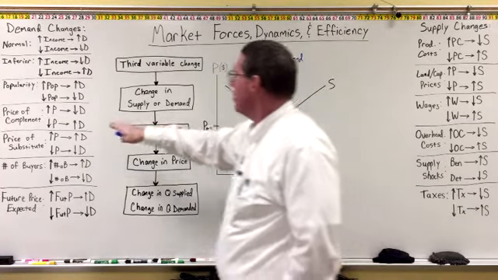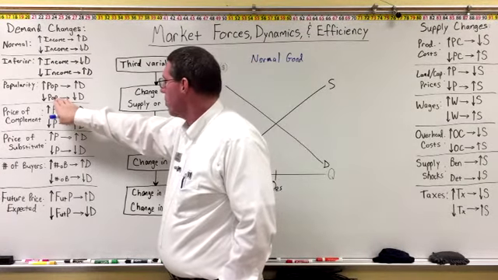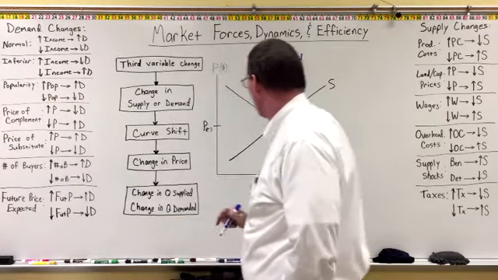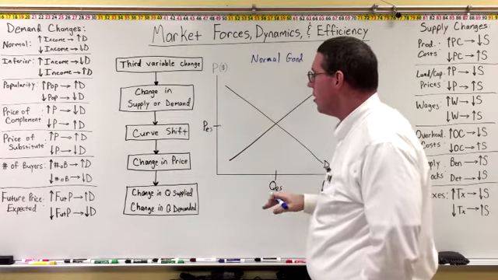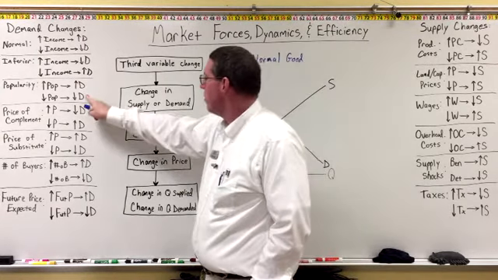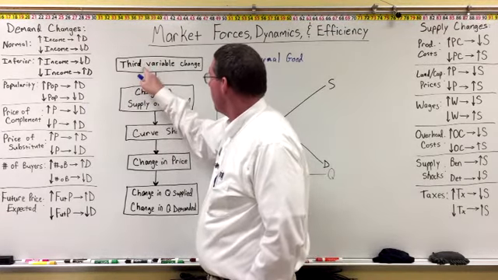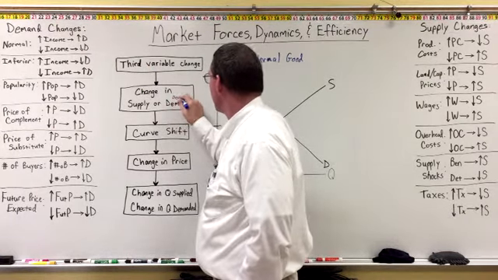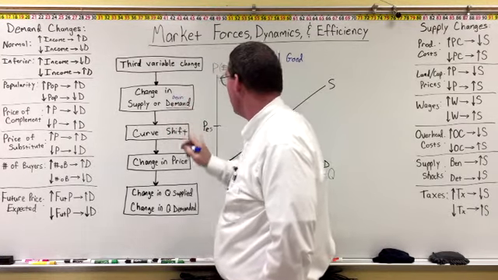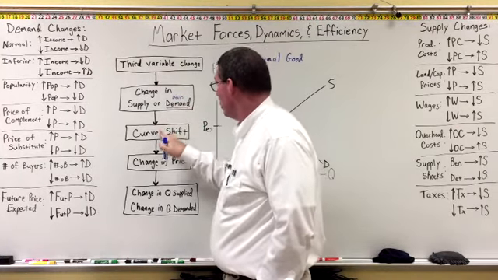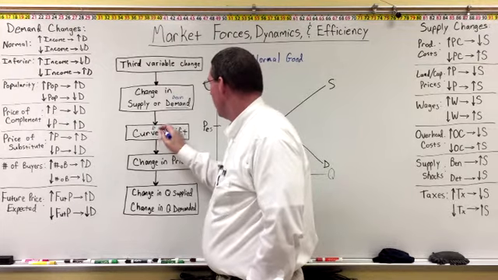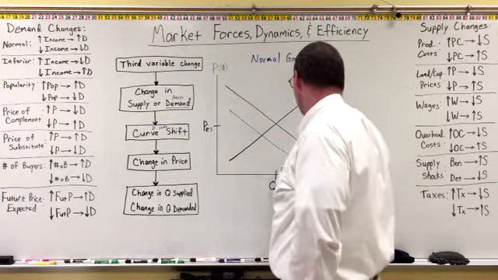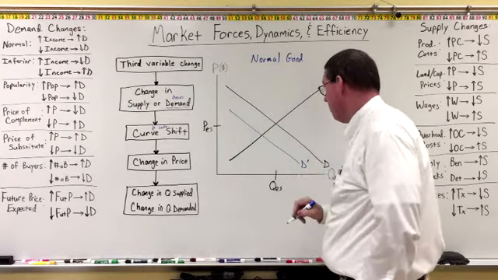So let's say that the popularity of whatever this good is becomes less. Something happens that makes people not want to buy it anymore. Therefore, a decrease in popularity is going to lead to a decrease in demand. So, popularity changed, leading to a decrease in demand, right? Which is going to shift the demand curve left. So we're going to have a leftward shift of the demand curve. So now we're going to call that D prime.